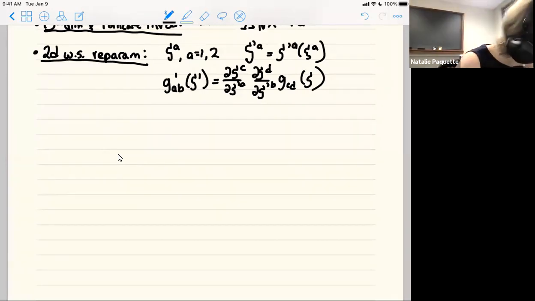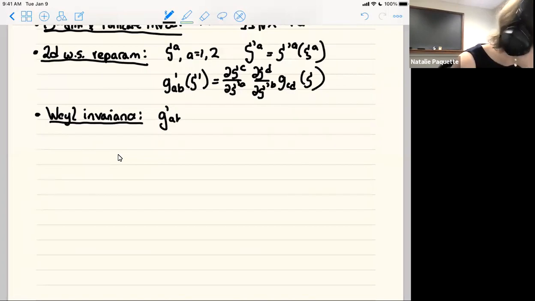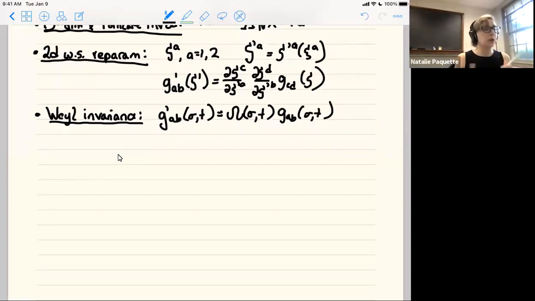And there's another local symmetry on the worldsheet, Weyl invariance. It acts as a local rescaling of the 2-dimensional auxiliary metric. So again, the scalars are invariant, but the metric transforms by some scale factor that's a function of sigma and t. So that means in total, we're going to have 3 gauge invariances that we're going to need to fix. We have the 2 reparameterizations and we have the Weyl scaling.